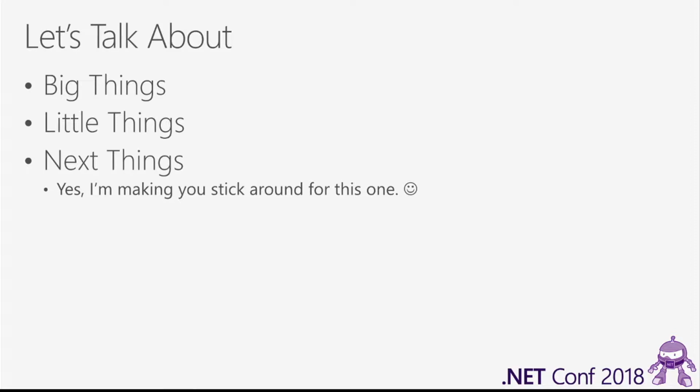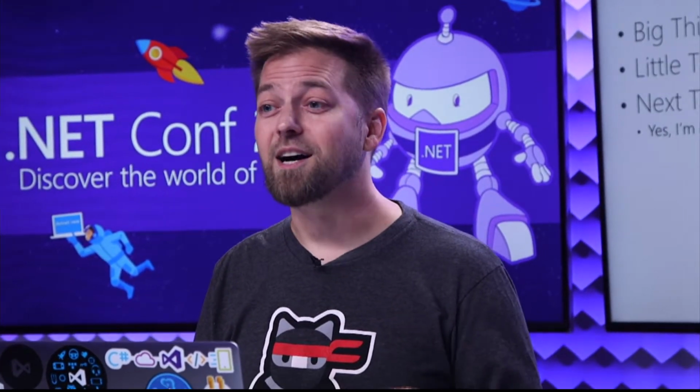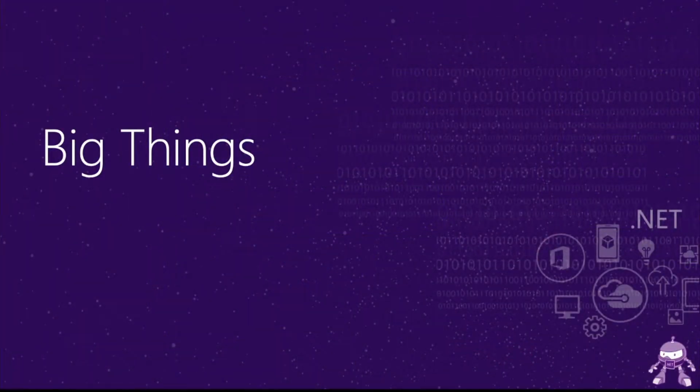All right, so here's what we're going to dive into. We're going to talk about some big things, some little things, and some next things. And I imagine, based on the feedback that I've gotten on Twitter, as well as through the community's Xamarin Slack channel, that the next things is really what you're mostly interested in. So I'll barrel through the big and the little, and we'll get to the next, but you've got to stick around for that. So that's the price you've got to pay. All right, so let's talk about big things first.